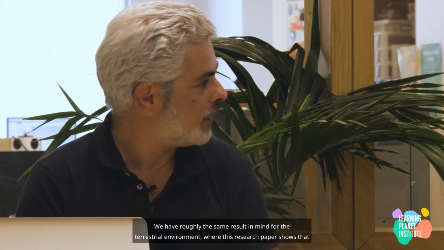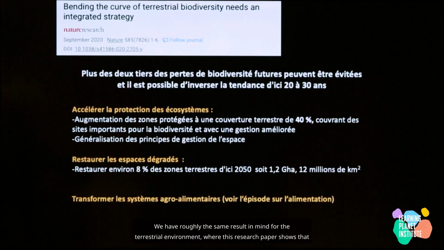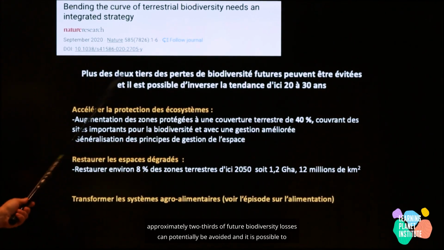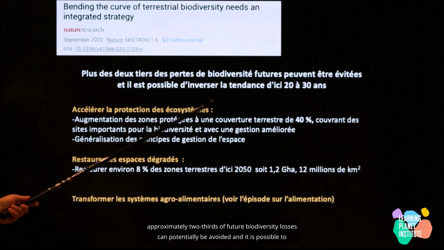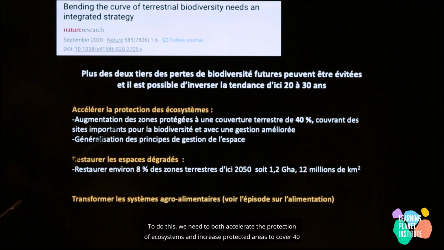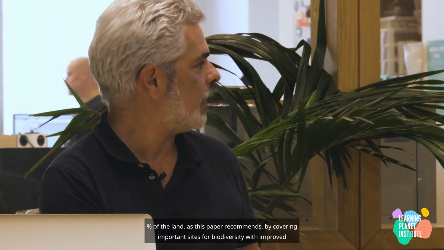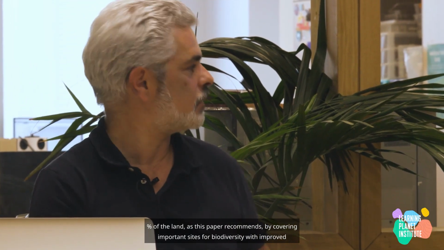We have roughly the same result in mind for the terrestrial environment, where this research paper shows that approximately 2/3 of future biodiversity losses can potentially be avoided, and it is possible to reverse the trend within 20 to 30 years. To do this, we need to both accelerate the protection of ecosystems and increase protected areas to cover 40% of the land, as this paper recommends, by covering important sites for biodiversity with improved management.